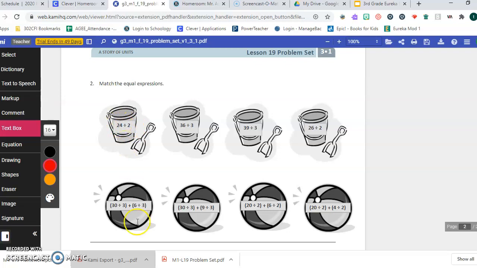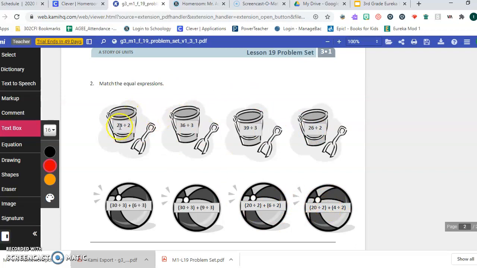So this first bucket here can't be this first ball or the second ball because we're dividing these into groups of 3. So these 2 balls go with the divided by 3 buckets, okay? The last 2 balls are divided by 2, so they go with the buckets that have divided by 2 on them. Okay, so we're looking at these 2 balls here. Which one makes sense to go to 24 divided by 2?